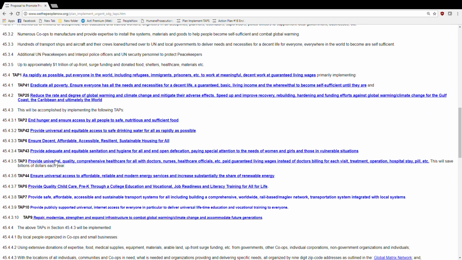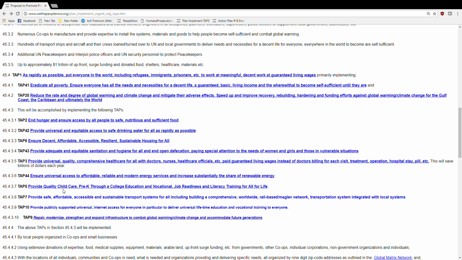There's about 1 billion people that don't have adequate sanitation, sewage, and hygiene. In particular, this needs to be provided for the women and girls and the others that are in vulnerable situations. And we do need to have a good rule of law. We'll talk about the rule of law in a minute. We need to ensure universal access to affordable, reliable, modern energy sources, and we can do that. We'll talk about that in a minute.